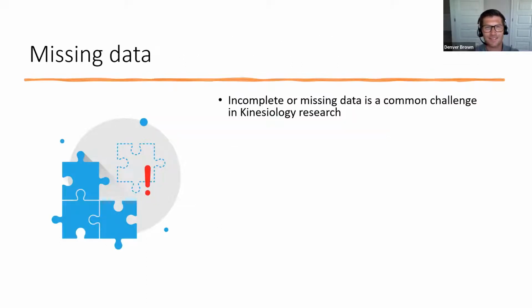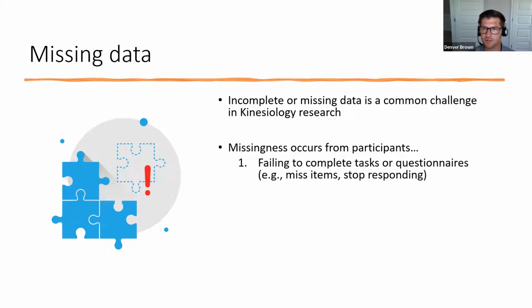So as Emir kind of stole my punchline right before beginning this talk, incomplete or missing data is a common challenge in kinesiology research, whether you're in exercise psychology, epidemiology, biomechanics, physiology, you're going to deal with these challenges. And we can have these challenges from participants failing to complete tasks or questionnaires. This could be that they don't complete parts of a questionnaire. Maybe it's some of the items that they don't do, or maybe they even stop responding during a task measure. It could be during a Stroop task. They just quit pressing the button that they need to respond.